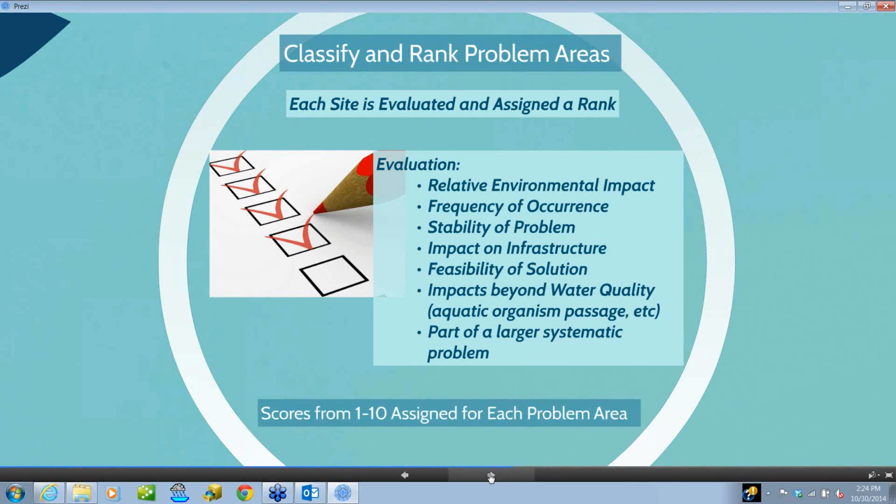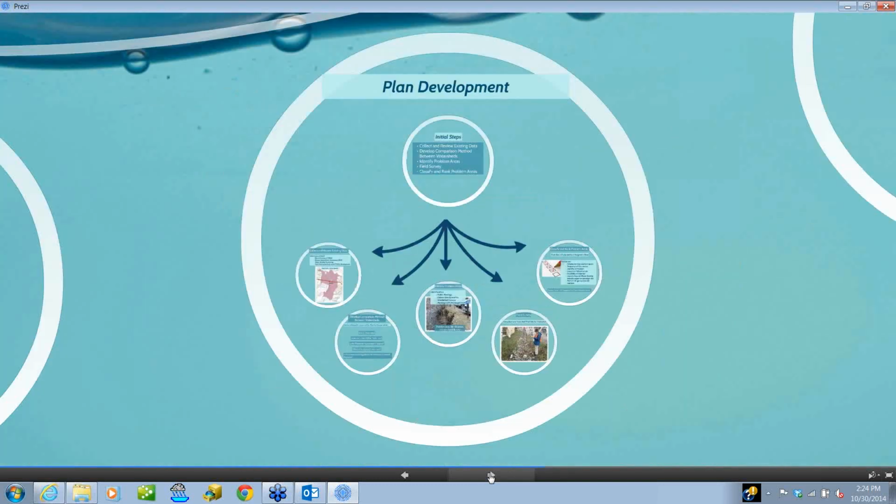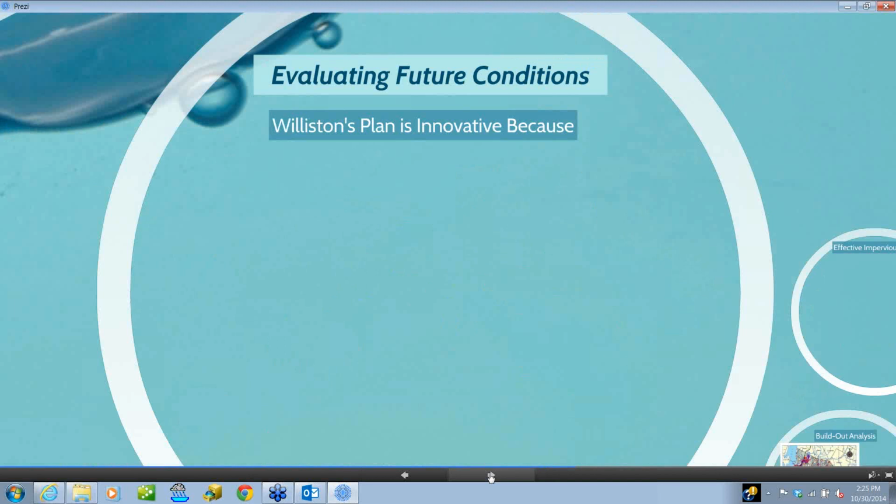So for each criteria, scores were assigned from 1 to 10, and a master list was developed where a final ranking of projects was created, with the highest important projects scoring the highest number. And those projects would be pushed toward a phase 2 study, which I'll describe in a little bit.